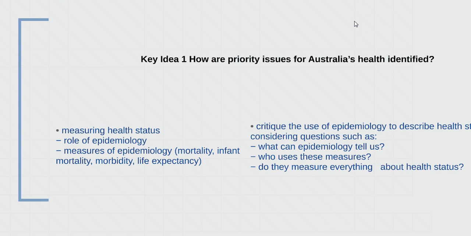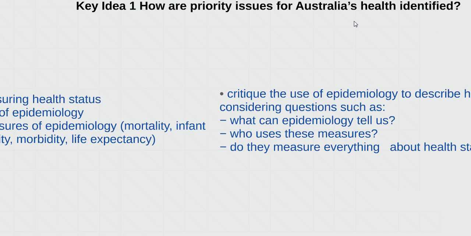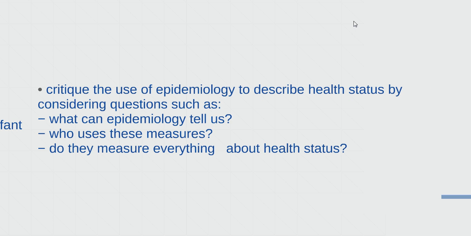We've got on the left-hand side the student learn-abouts, that is measuring health status, and the two dash points underneath it. The right-hand side of the syllabus, which is the student learns to, is critique the use of epidemiology to describe health status by considering questions, and there are three of them. I'll come to those in a moment.